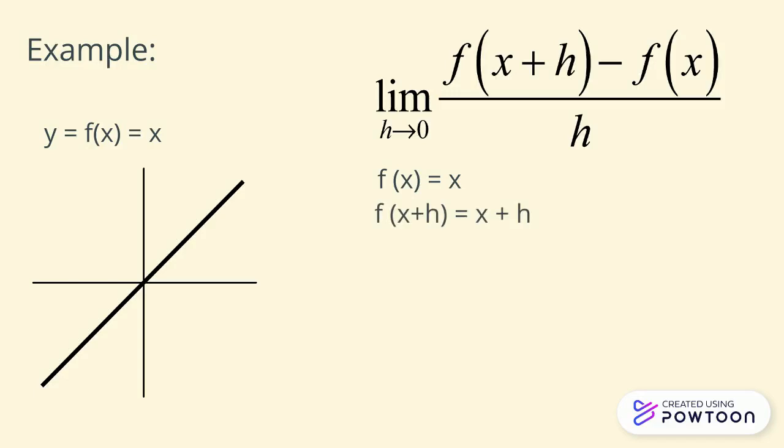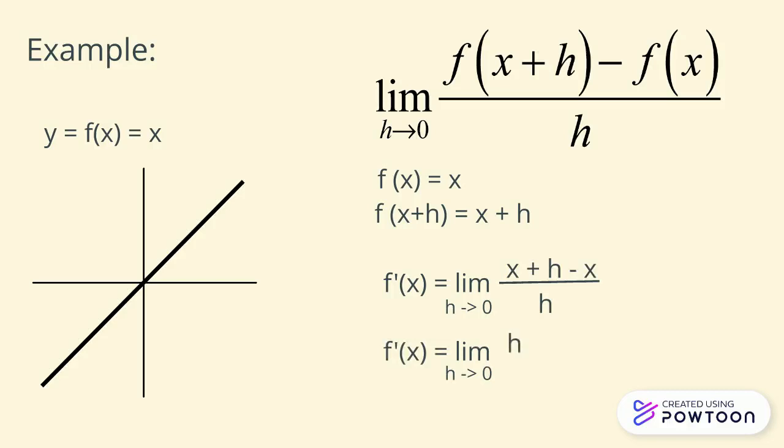Now plug those into the formula, and we have the limit as h goes to 0 of x plus h minus x over h. Now that gives us h over h because x minus x is 0. So h over h, that's just equal to 1, and the limit of a constant is just that constant. Yay, we finished our first example.